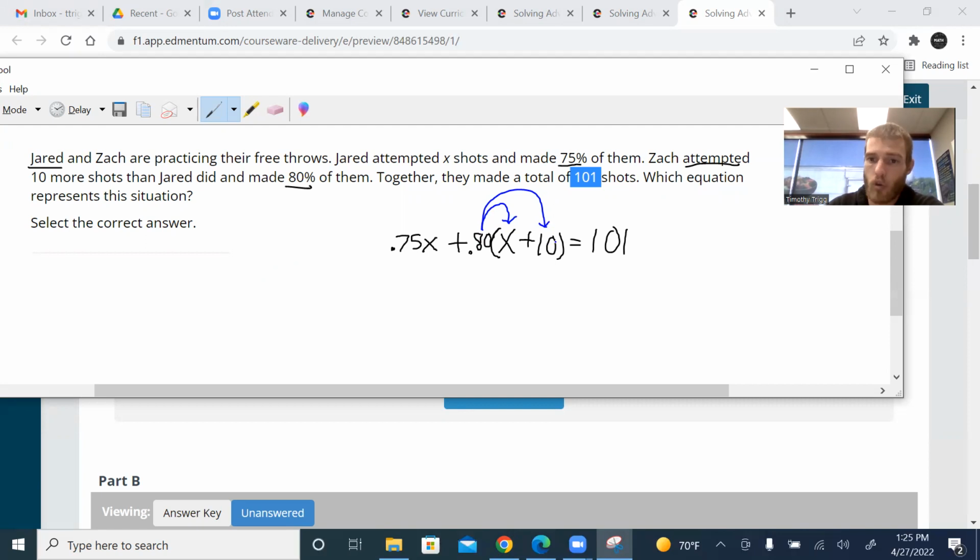We call this the distributive property because we're distributing, or passing out, this coefficient that's multiplying times this parentheses. So just keep in mind it multiplies with everything in the parentheses, but not the stuff that's outside the parentheses. So let's go ahead and distribute that 0.80. 0.80 times x is 0.80x. Then 0.80 times 10, and you're welcome to use a calculator here, but this should just give you 8. We still have 101 on the other side.